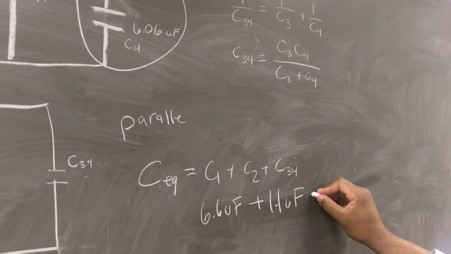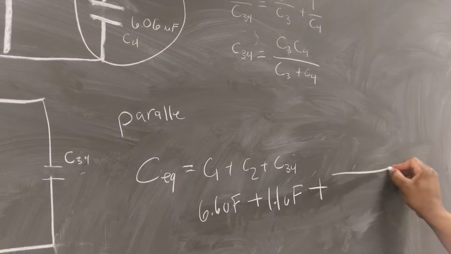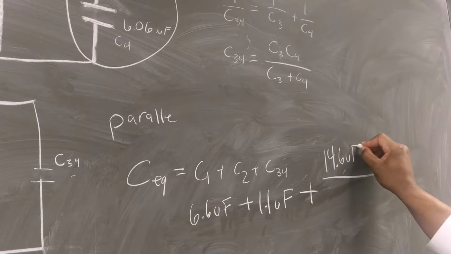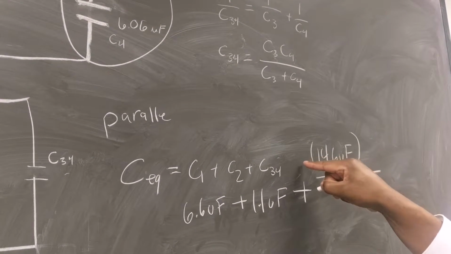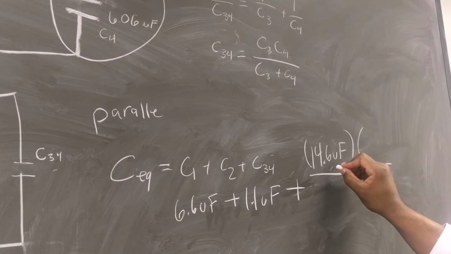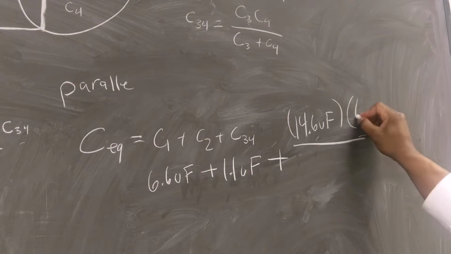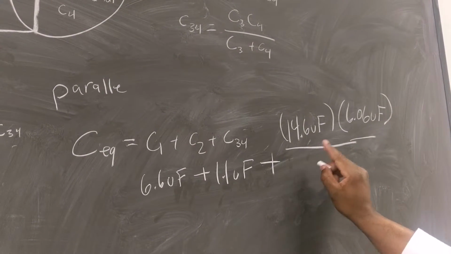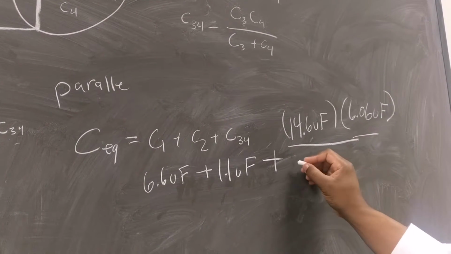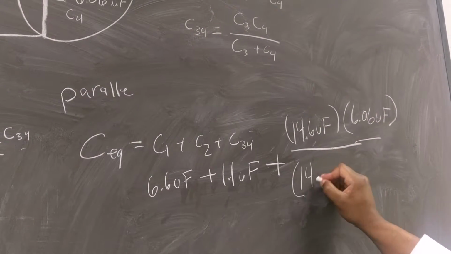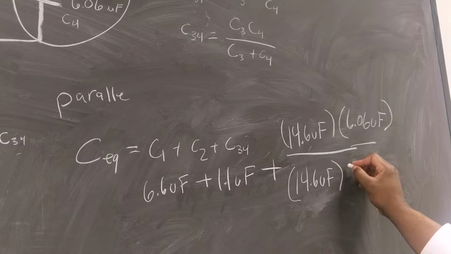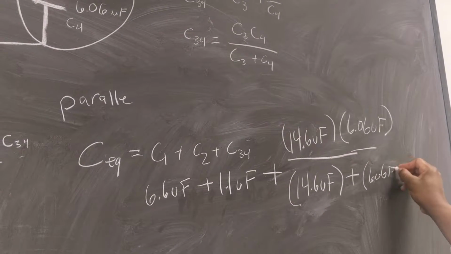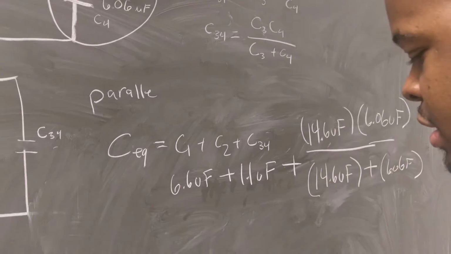So we're going to set up the equation correctly, where it is 14.6 microfarad times, so we're multiplying at the top, 6.06 microfarad, and at the bottom I'm going to add 14.6 microfarad plus 6.06 microfarad. And so I'm going to begin my calculation.